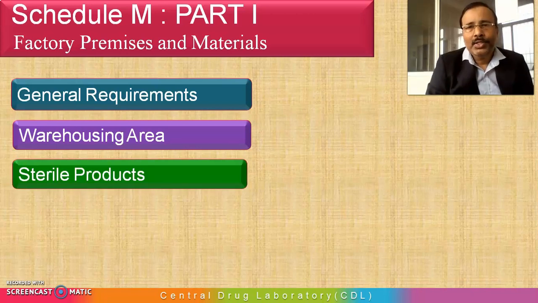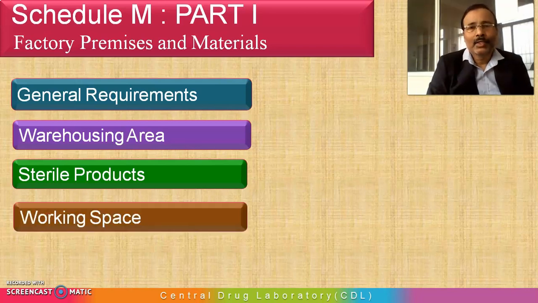Now focus on sterile products. Let's check what kind of requirements there should be for sterile products. A separate enclosed area with air locks, and air supply through HEPA filters. There should be a routine check of microbial counts, availability of laminar flow cabinets, and access restricted only to a qualified person. So these are the requirements for sterile products.